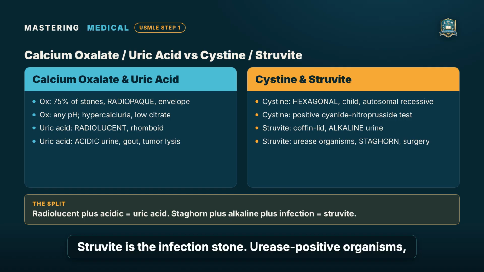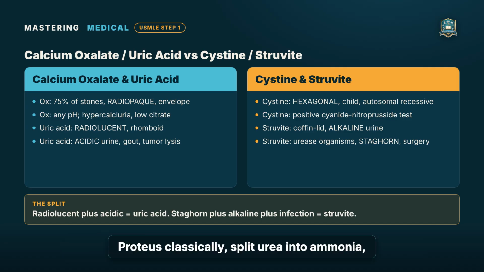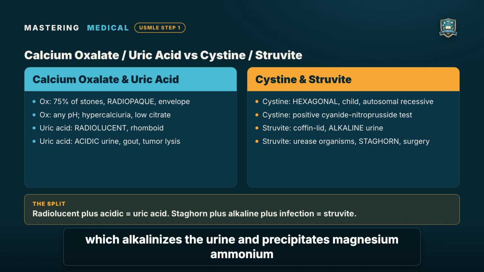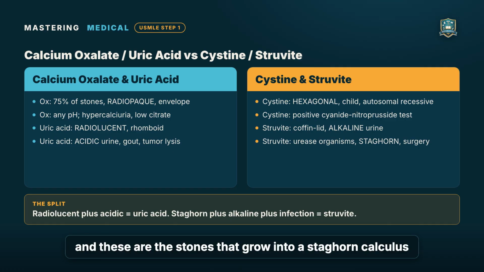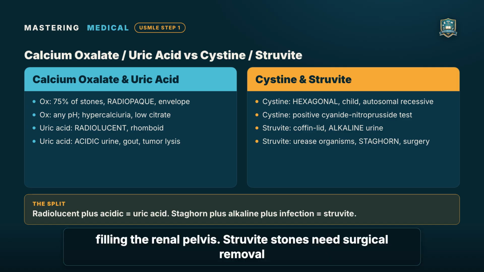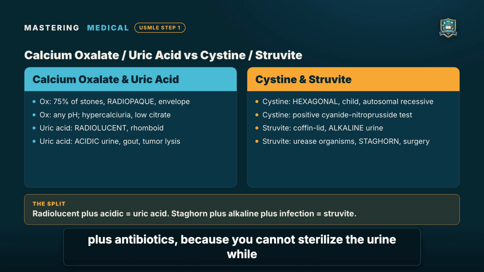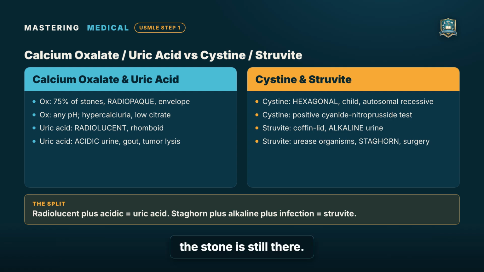Struvite is the infection stone. Urease-positive organisms, Proteus classically, split urea into ammonia, which alkalinizes the urine and precipitates magnesium ammonium phosphate. The crystals are coffin lid shaped, and these are the stones that grow into a staghorn calculus, filling the renal pelvis. Struvite stones need surgical removal plus antibiotics, because you cannot sterilize the urine while the stone is still there.